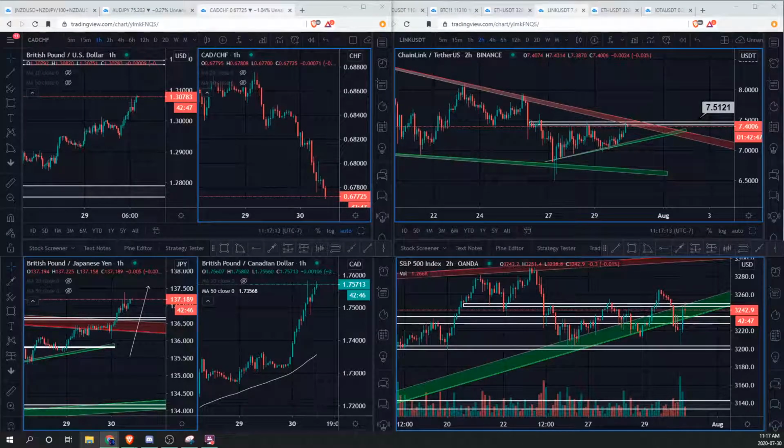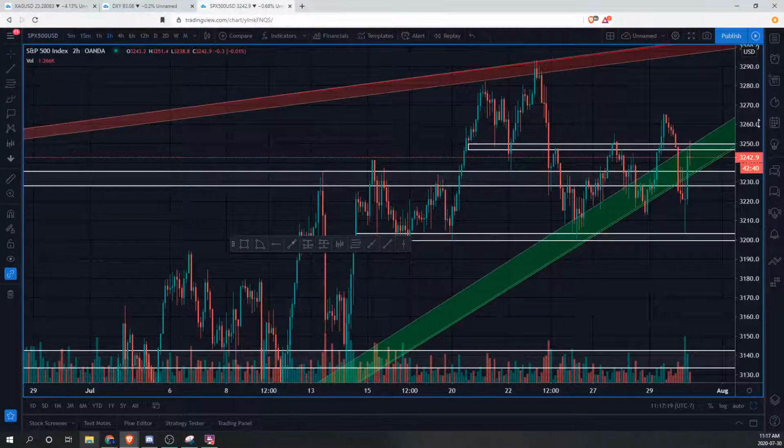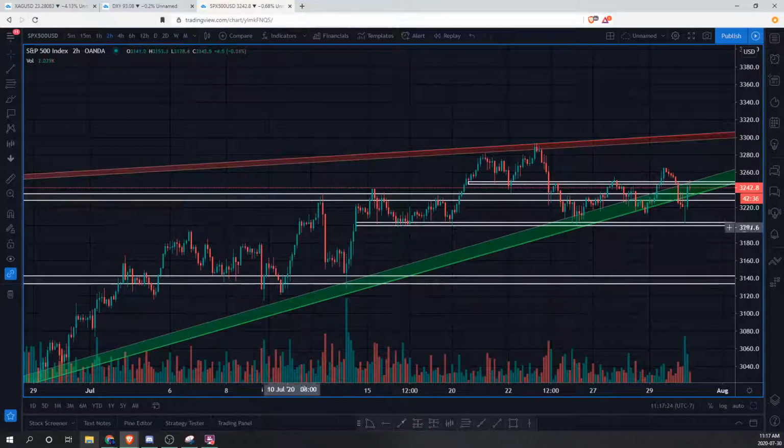All right, so that's the completion of the global macro side of things. We're now going to get into the fundamentals in terms of global macro. We're now going to get into the technicals, looking at the price action of a bunch of different assets. I'll try to say that 10 times.